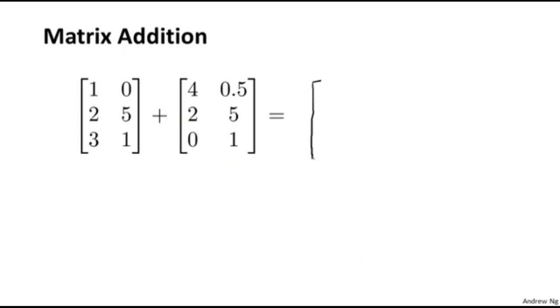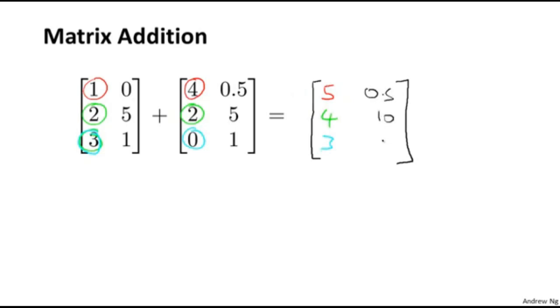So the result of adding two matrices is itself another matrix. The first element I get just by taking 1 and 4 and adding them together. So I get 5. The second element I get by taking 2 and 2 and adding them. So I get 4. 3 plus 0 is 3, and so on. I'm going to stop changing colors, I guess. And on the right is 0.5, 10, and 2. And it turns out you can add only two matrices that are of the same dimension.